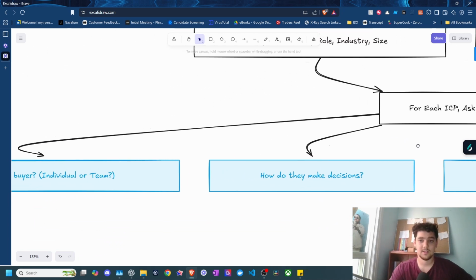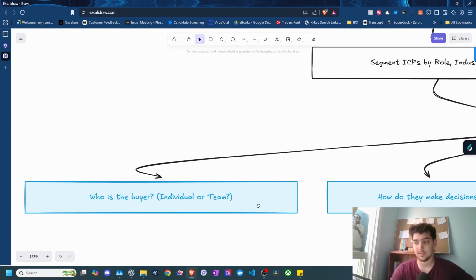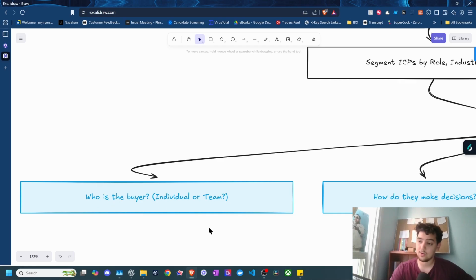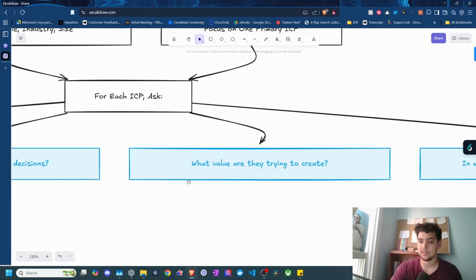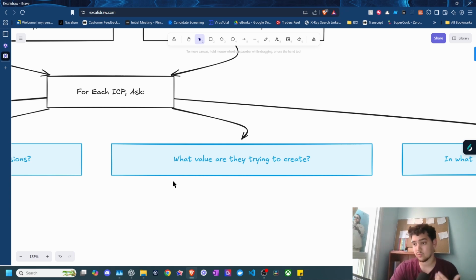So for each ICP, ideal customer profile, we're asking who is the actual buyer, right? Is it an individual or is it a team? How is it scaffolded? How do they make those decisions? How do they approach the decision-making tree in terms of why they would commit or make a purchase? We'll dive into a bit more about that in the next little bit. What value are you trying to create for them, and what are they looking for in terms of a pain point to bridge?